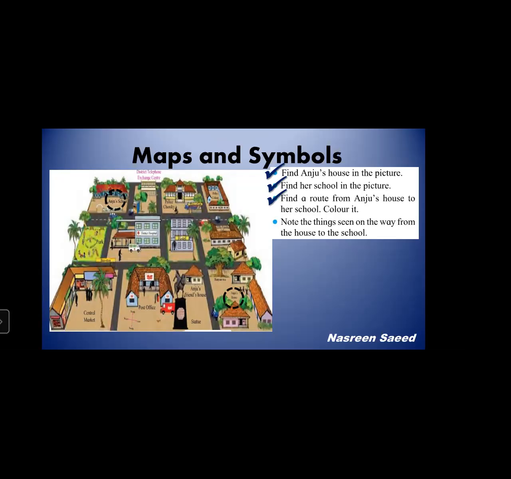While explaining, we have already done this. This is just a revision part which I am re-explaining to you again. Okay. So Anju's house is here. Starting from here, we have to make a route to her school and color it. So I did it in yellow color. Then the next question is, note the things seen on the way from the house to the school.